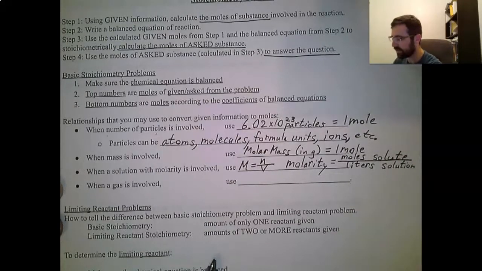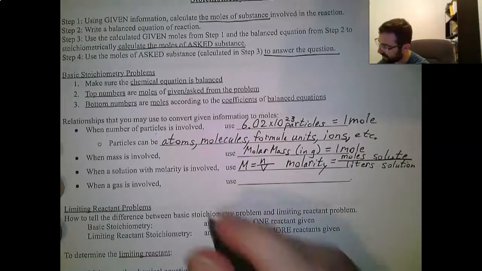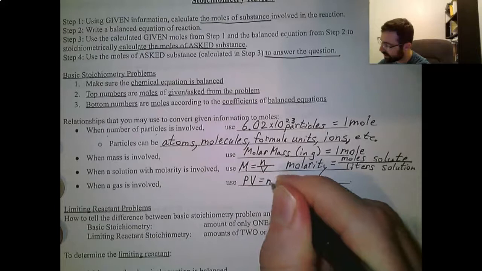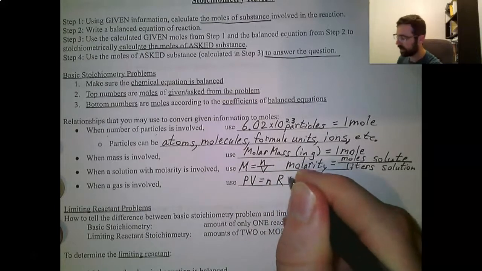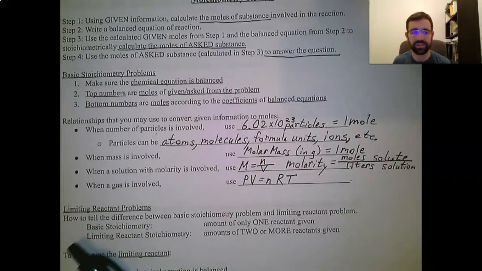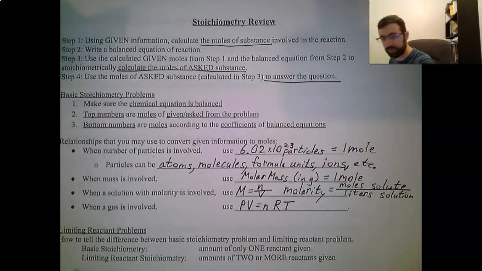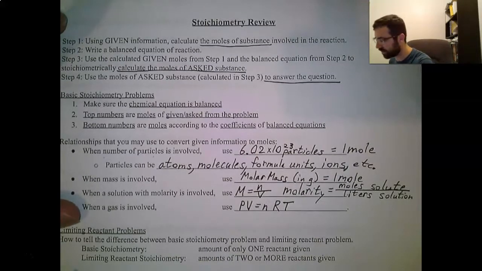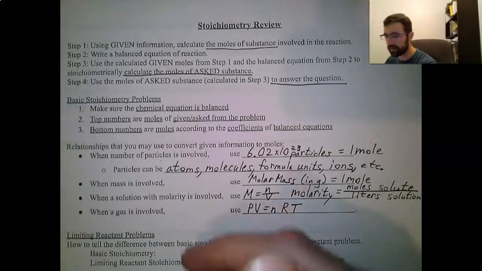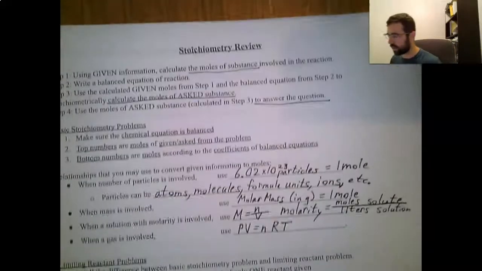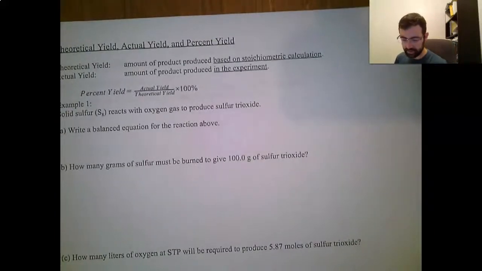All right, and then if there's a gas involved, we're going to use the ideal gas law, PV equals nRT, to try to find how many moles that we have. At this point, I want to go ahead and break from the first page of notes. We've done this first little bit. I'm not going to talk about limiting reactant yet because I want to do some example problems before we delve into that. So let's go to the second page of your notes, and we're going to start with example number 1.